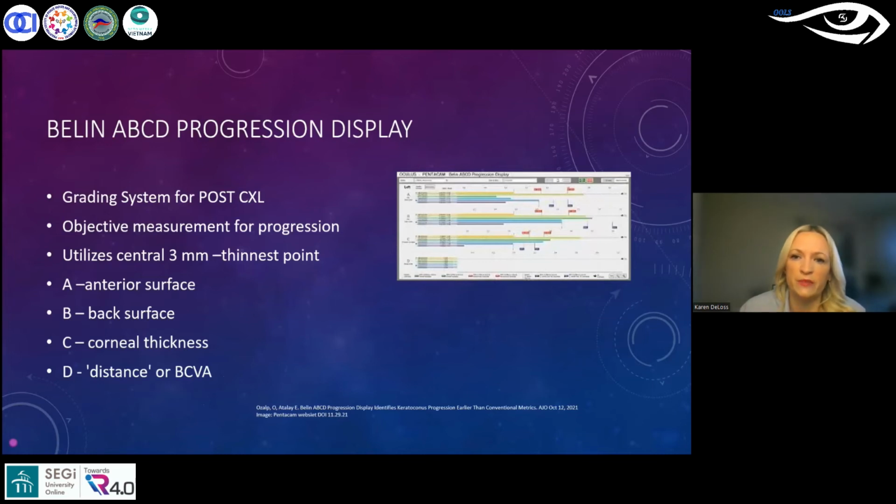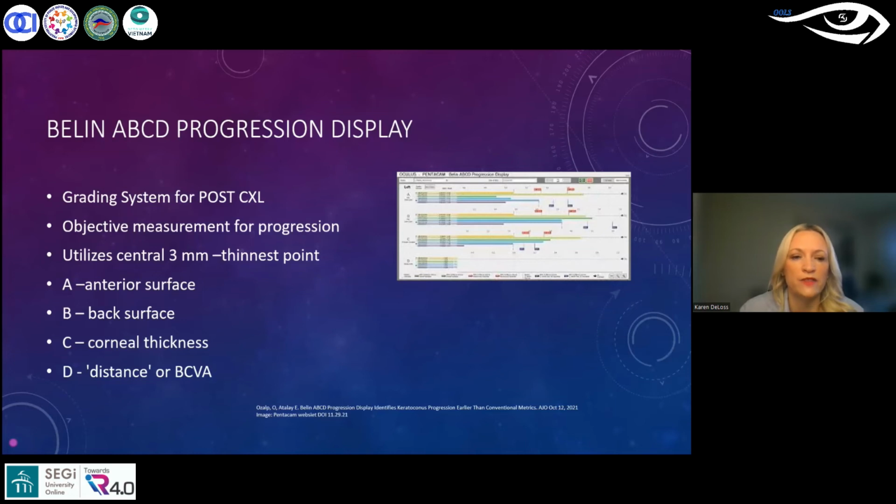The ABCD progression display, I think it's only available on the Pentacam. I'm not sure about that. But this is a way that our surgeons look at the progression of keratoconus. It's a grading system for cross-linking. It's objective. You're looking at the central 3 millimeters around the thinnest point. The A stands for the anterior surface, which is capable of being captured by the Pentacam.